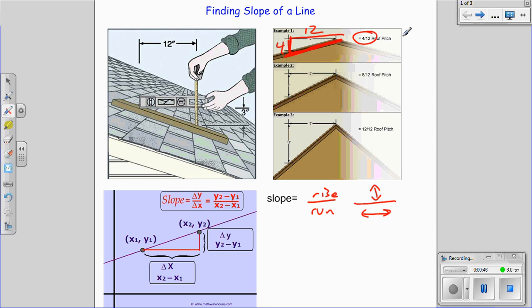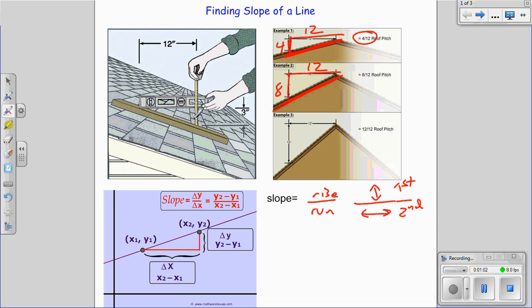Now again, you reduce that in math, but that's a reference. What is a steeper line? Notice this is a steeper roof. So it goes up 8 and then over 12. So the key is we always do the vertical dimension first on top and then the horizontal dimension second.